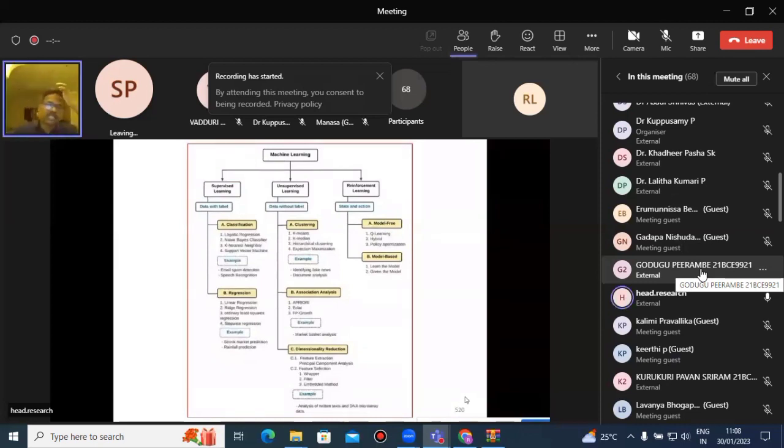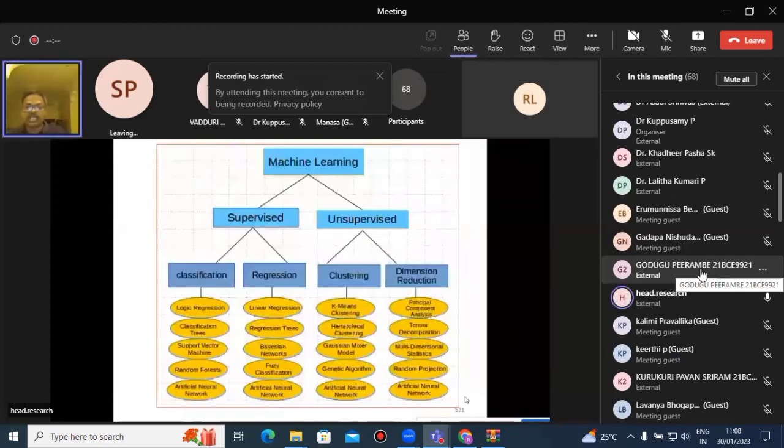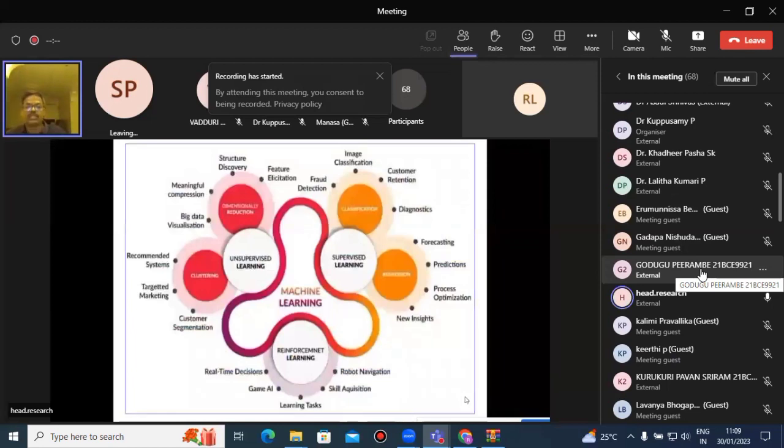Then these are the machine learning approaches I have explained already. Various techniques like regression trees, Bayesian networks, fuzzy classification, artificial neural networks, etc. Then these are the various approaches of supervised, unsupervised, and reinforcement learning. Reinforcement learning: real-time decisions, AI tasks, skill acquisition, robot navigation. So this is about reinforcement learning.